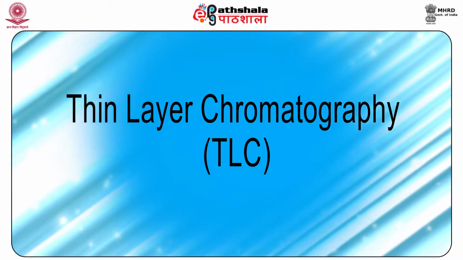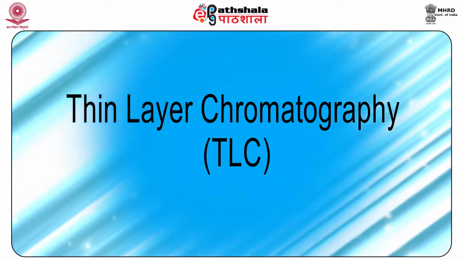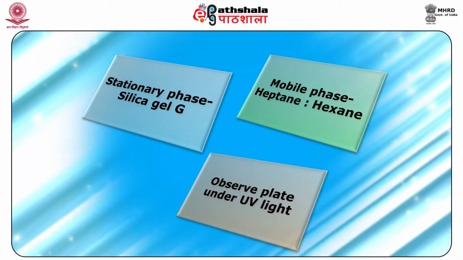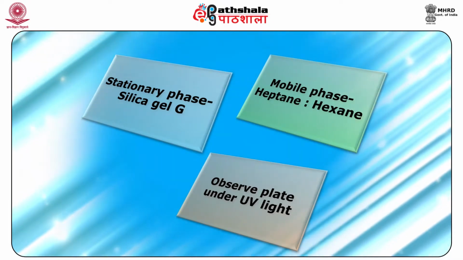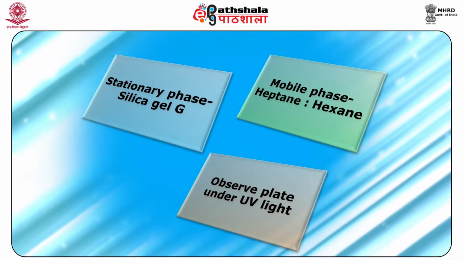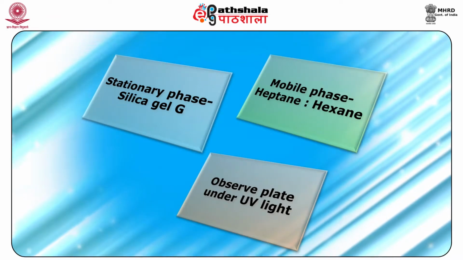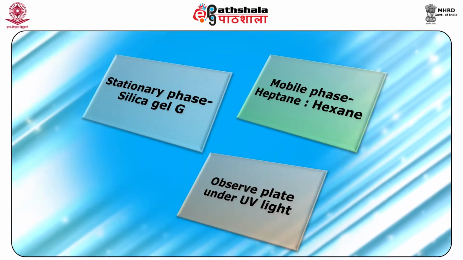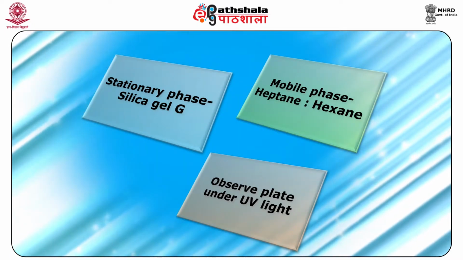Thin layer chromatography or TLC with its standard conditions are: stationary phase silica gel G, mobile phase heptane to hexane. After visualization, observe the plate under UV light for fluorescence.